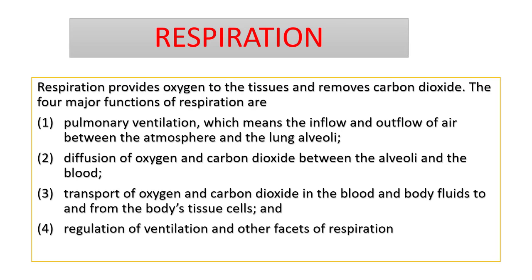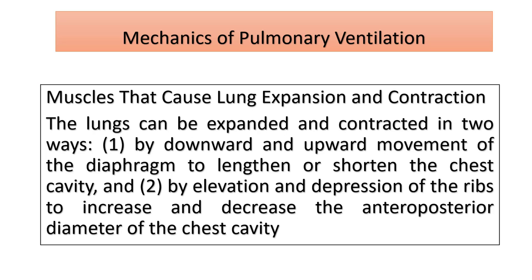Number one, pulmonary ventilation, which means the inflow and outflow of air between the atmosphere and the lung alveoli. This is the main objective of the respiratory system. Second one is diffusion of oxygen and carbon dioxide between the alveoli and the blood. Transport of oxygen and carbon dioxide in the blood and body fluids to and from the body's tissue cells, and regulation of ventilation and other facets of respiration. These are the four main functions of respiration.